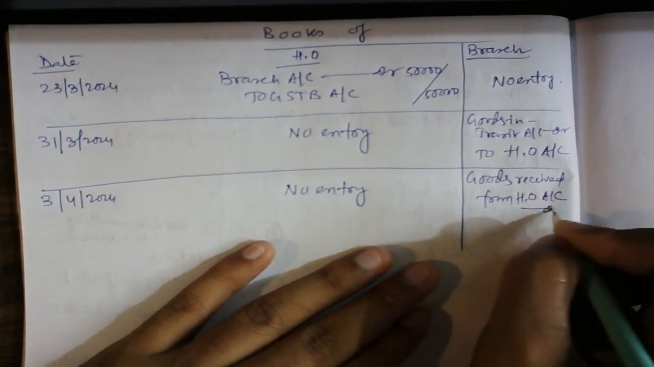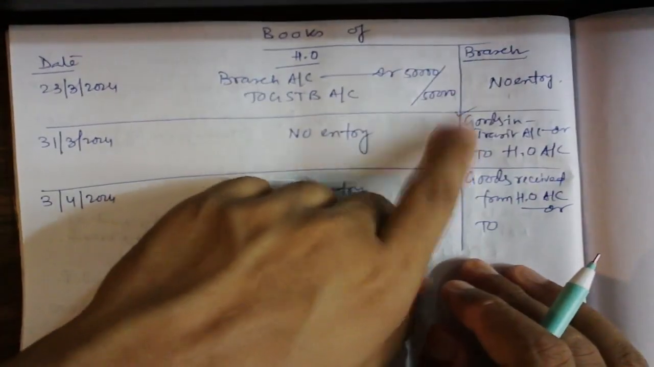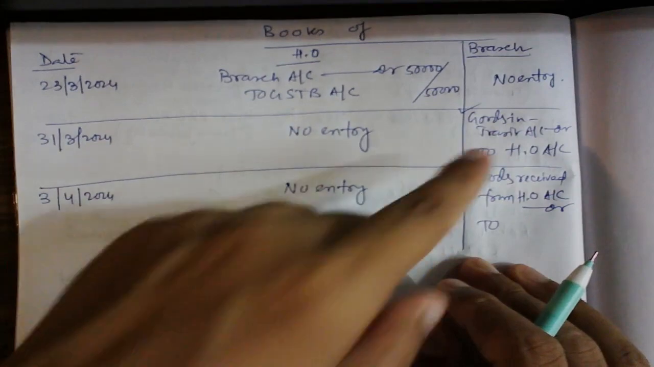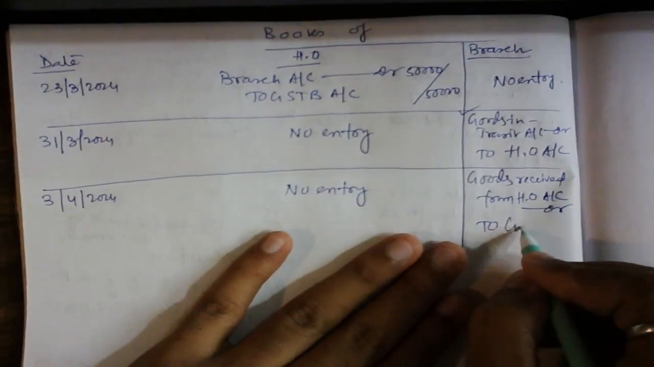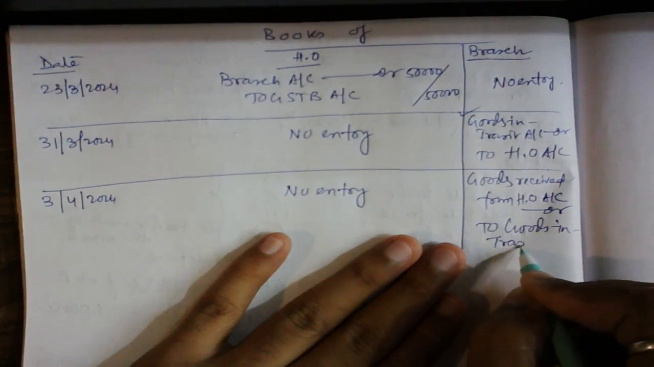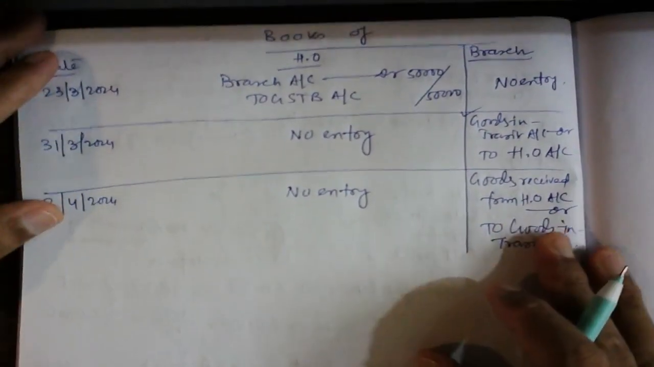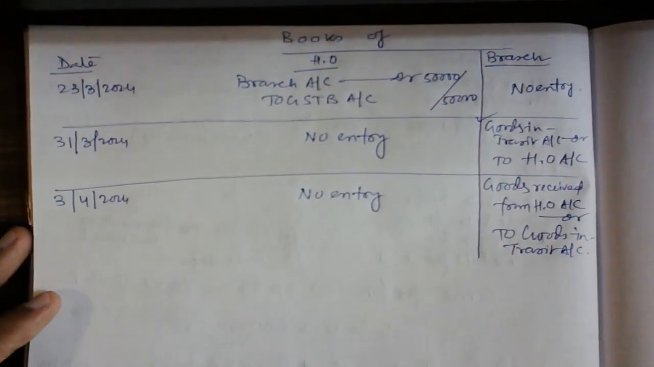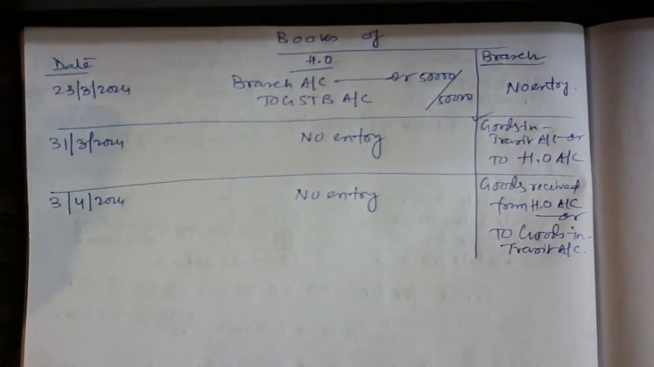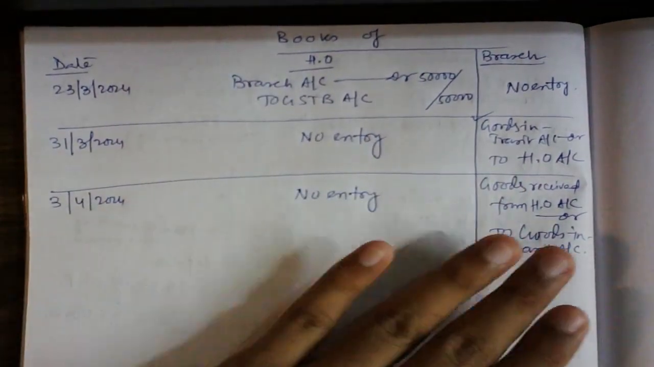account debit to, obviously this is not going to be there, goods in transit is going to be cancelled because it is received already. So goods in transit account हो गया सर, बहुत इजी था. So this is in the books of HO and the branch. Okay. So 23rd को ये एंट्री हुआ, 31st को ये एंट्री हुआ and 3rd April को ये एंट्री हुआ.